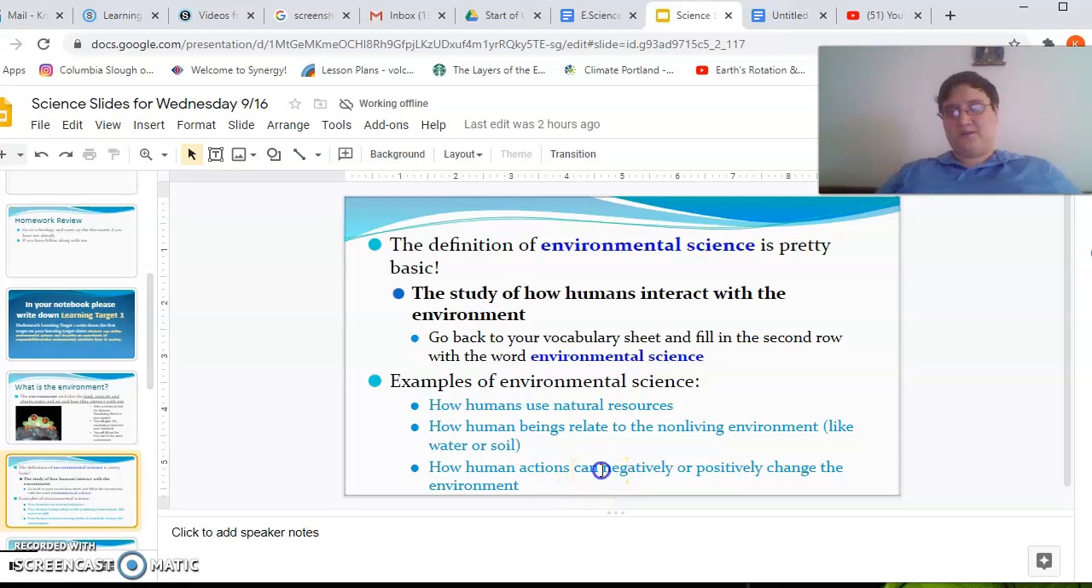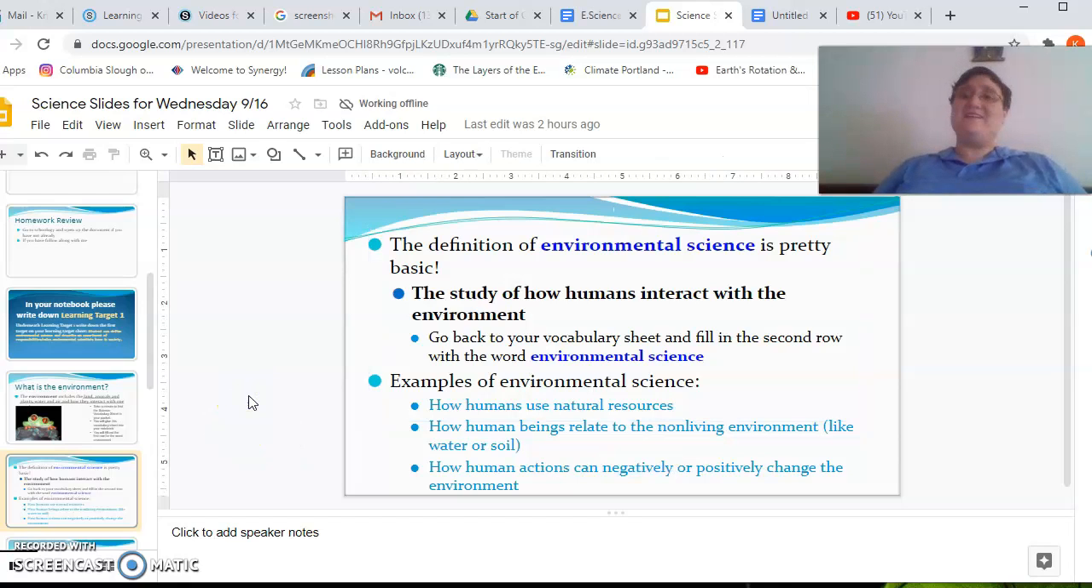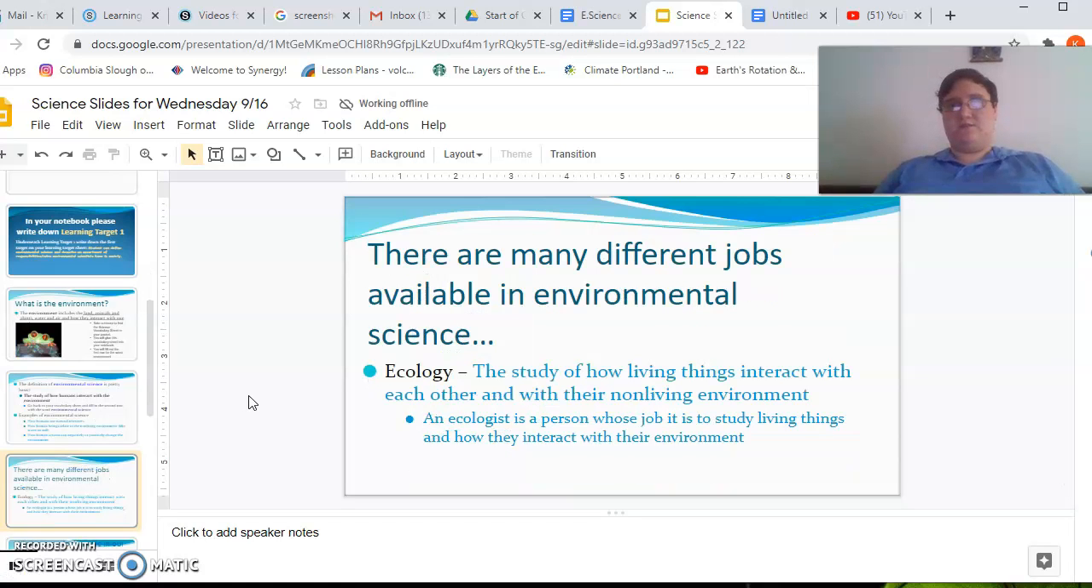Unfortunately, in 2020, we're seeing more of the negative than the positive, as we see when we walk outside and we can't breathe, right? Or as we feel, I should say. Well, you can see the smoke too. Hopefully that makes sense. Again, environmental science is all about how humans are interacting with all of these living and non-living things in the environment.